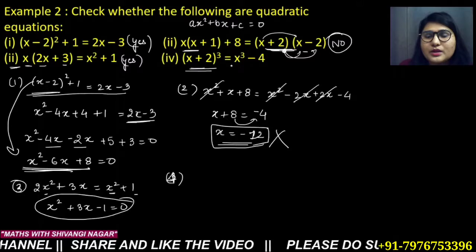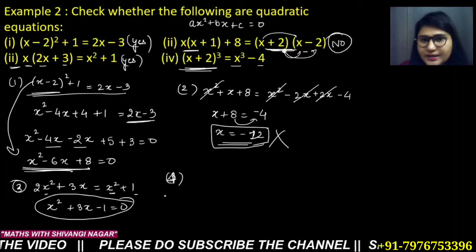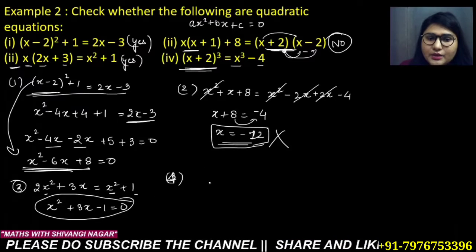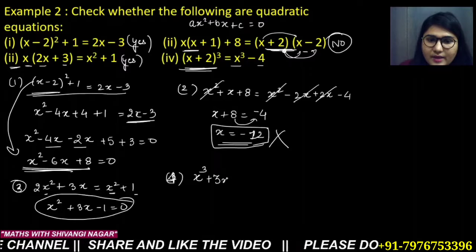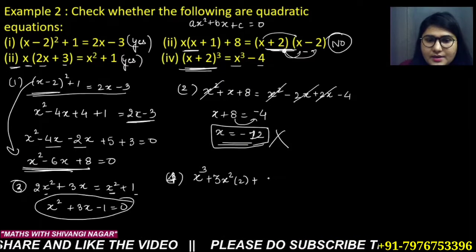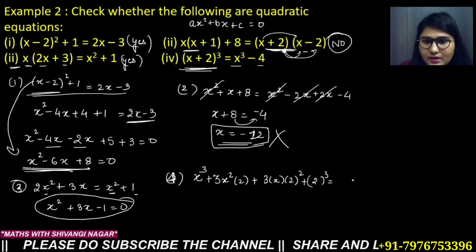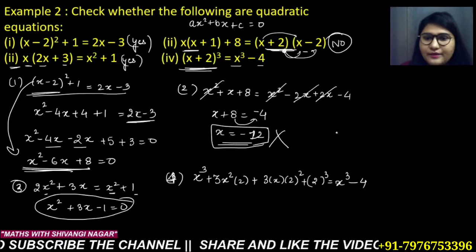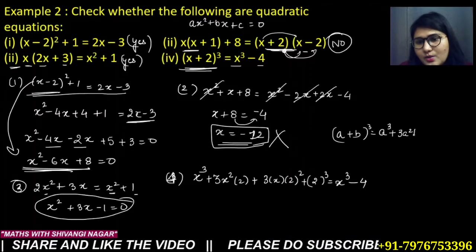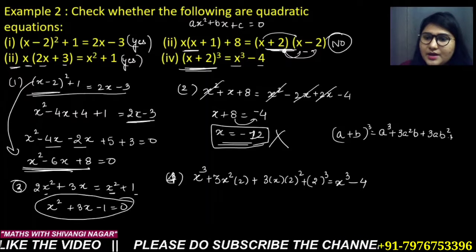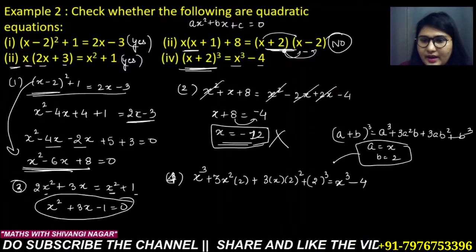x plus 2 whole cube is equal to x cube minus 4. Now if you solve the left hand side, you have to use the a plus b whole cube identity. So let's use it and first expand this. x plus 2 whole cube is x cube plus 3 x square into 2 plus 3 into x into 2 square plus 2 cube, is equal to x cube minus 4. I have used this identity: a plus b whole cube is a cube plus 3a square b plus 3ab square plus b cube, where I have taken a as x and b as 2 here, and I have applied it here.